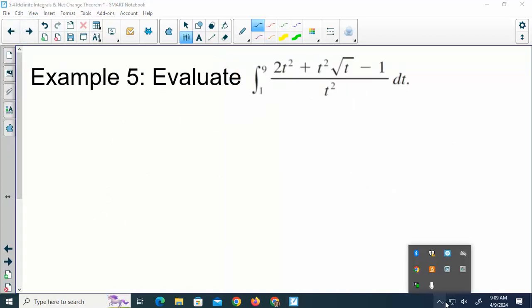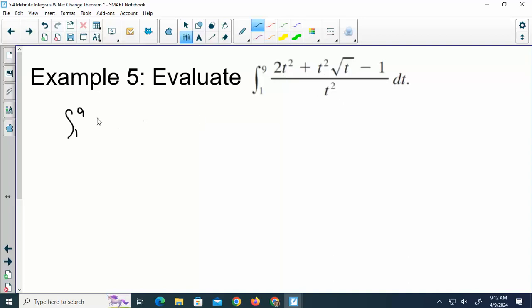Remember, simplify first. Okay, so we have to reduce by subtracting exponents. So 2t squared over t squared is 2. T squared square root of t, that's like t squared times t to the 1/2. The t squareds drop on top and bottom, but we have a t to the 1/2 left. Minus, what does this term become?